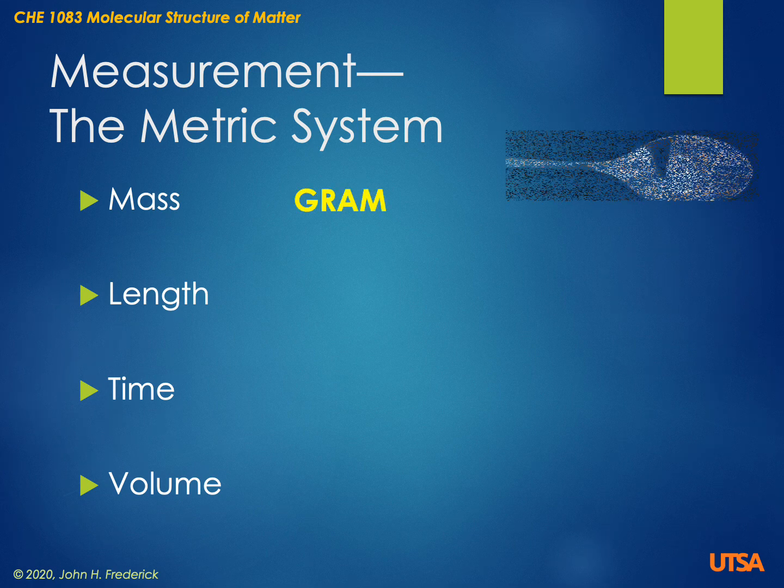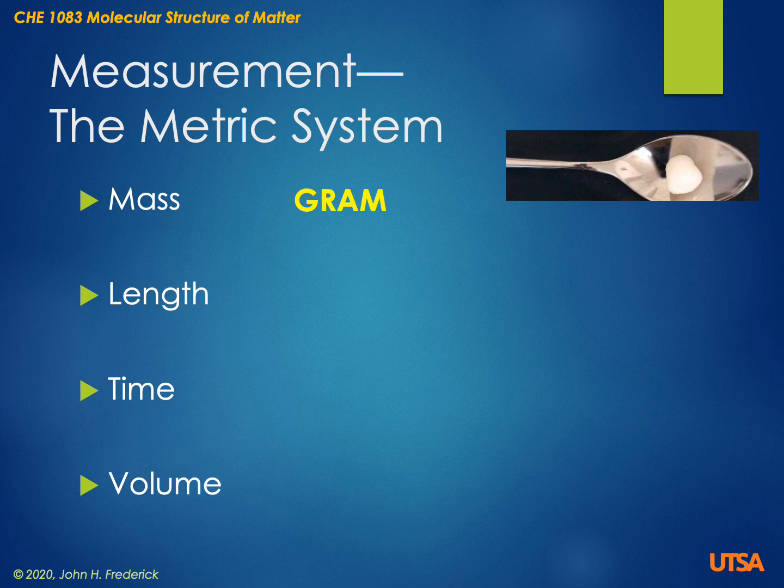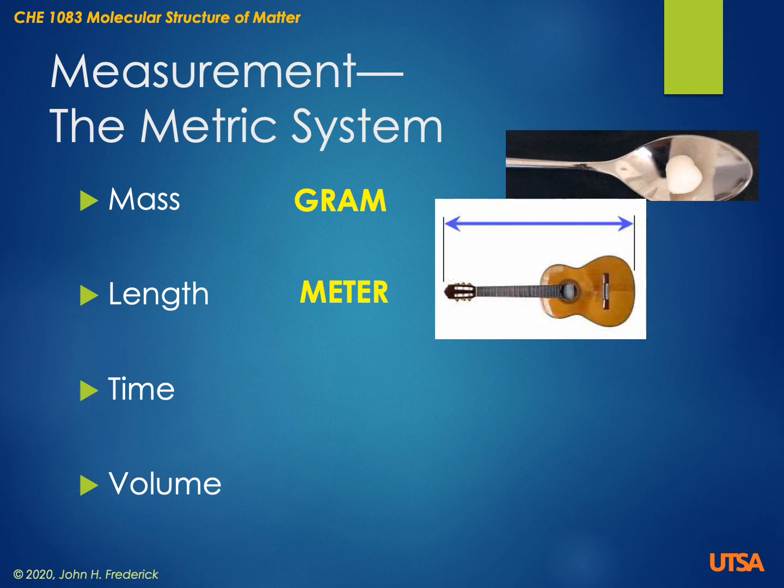The typical unit for mass in the metric system is the gram. What we're seeing here is a picture of about 1 gram of sugar in a teaspoon. So you can get an idea of roughly how much that is. For length, it's the meter. A meter is about the length of a guitar, so if you need to know about how long a meter is, it's also about the length of a yard. It's a little bit longer than a yard.